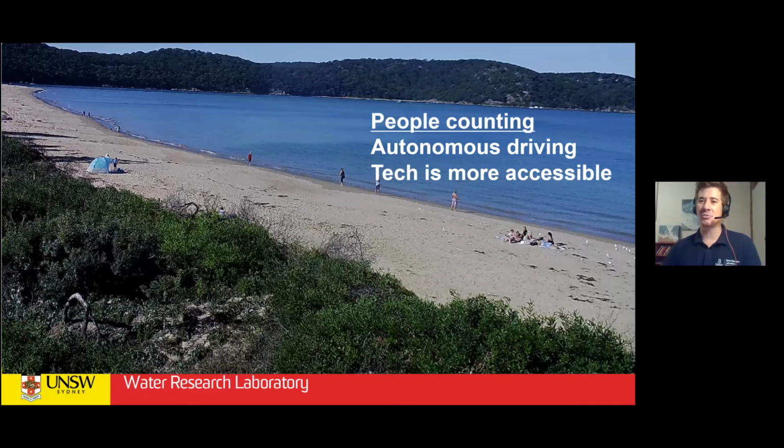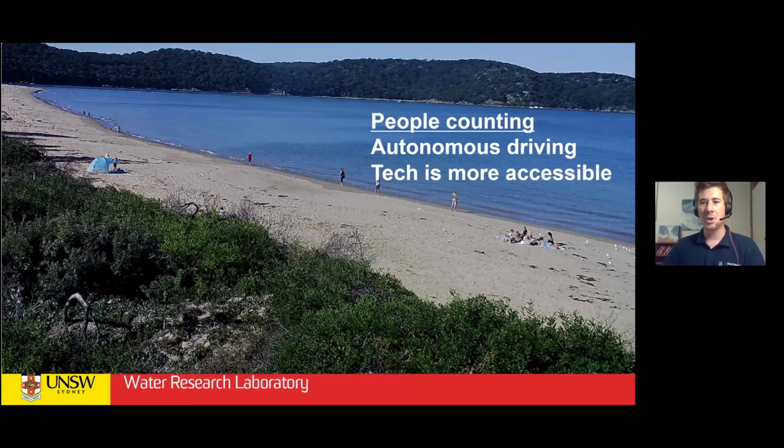So that means you can relax some of your tolerances about how accurate the technology needs to be. The other thing is, because of all of that hard work that other researchers are doing, it's now becoming more accessible to access people counting models that are really good at what they're doing, because people have spent a lot of time drawing boxes around people to train a computer what a person looks like.